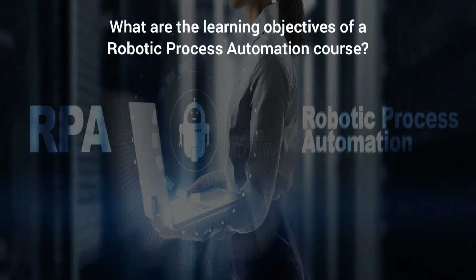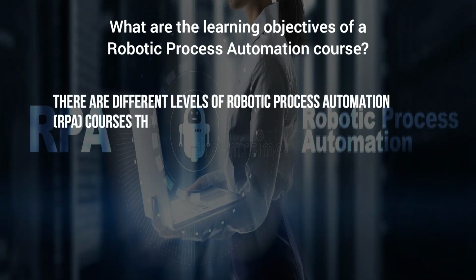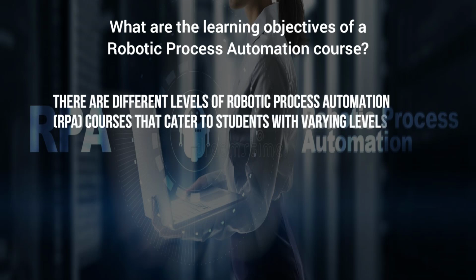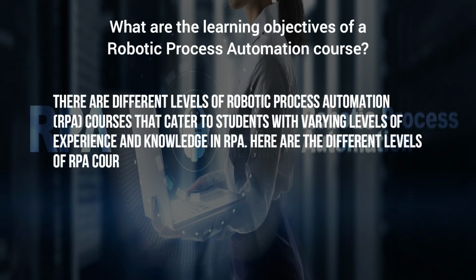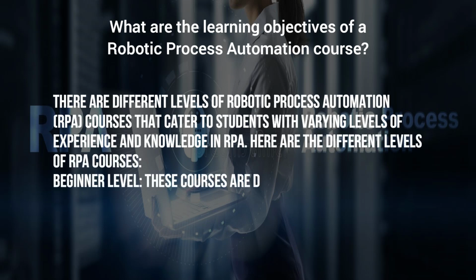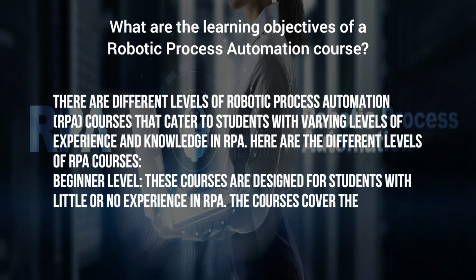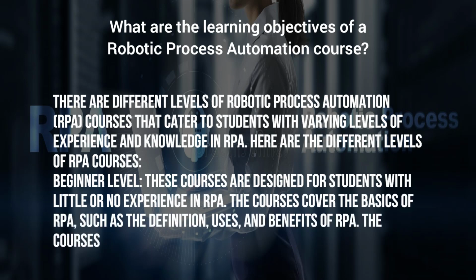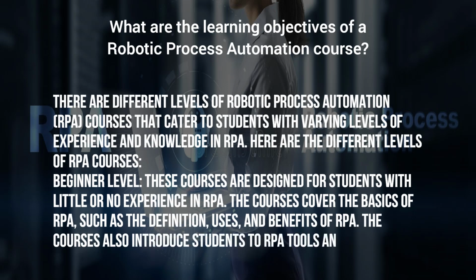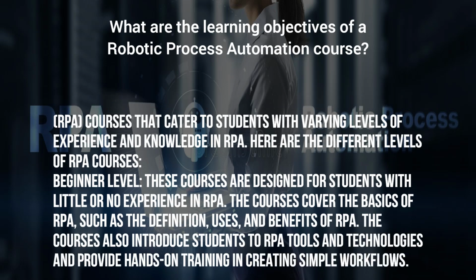What are the different levels of robotic process automation courses? There are different levels of robotic process automation (RPA) courses that cater to students with varying levels of experience and knowledge in RPA. Here are the different levels of RPA courses. Beginner level. These courses are designed for students with little or no experience in RPA. The courses cover the basics of RPA, such as the definition, uses, and benefits of RPA. The courses also introduce students to RPA tools and technologies and provide hands-on training in creating simple workflows.